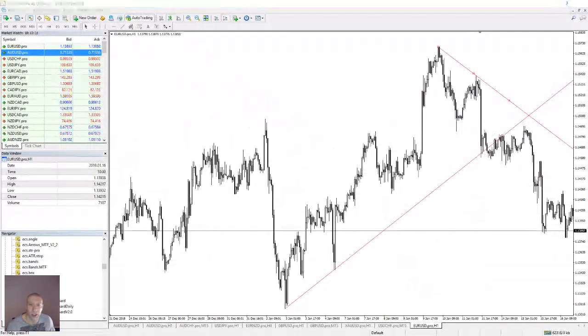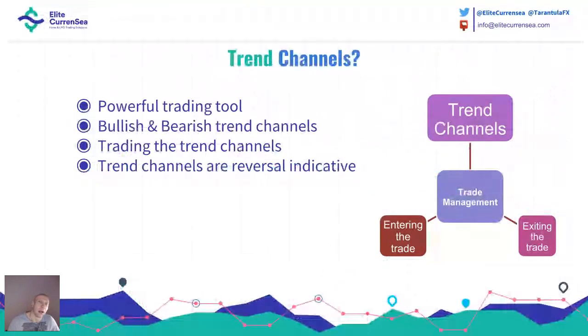Okay, what are trend channels? Trend channels are a powerful trading tool. There are bullish and bearish trend channels. You can trade the channels, although I mostly use it for the analysis. But if you are a counter trend trader, or if you want to trade a counter trend, then trend channels are reversal indicative. Okay.